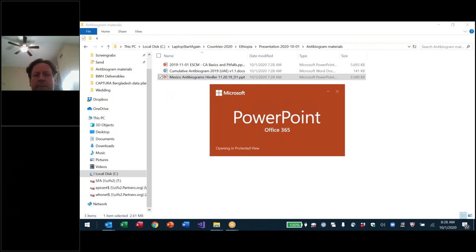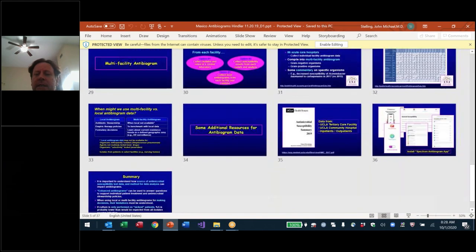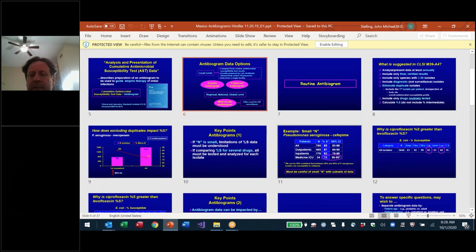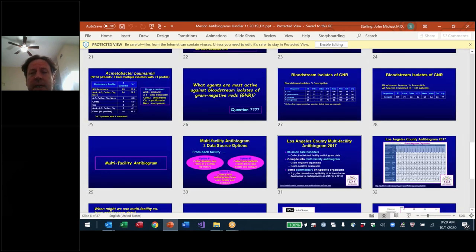Then Janet Hindler gave a presentation in 2019 in Mexico. So again, it's simplifying, giving examples of percent susceptible per patient, separating things by inpatient, outpatient, maybe age, maybe gender. For example, in urine infections, it's very important to separate male and female. Females have a ton of routine, outpatient, normal, uncomplicated urine infections. Women also have complicated catheter and other associated urine infections. The men, it's a much different set. So the men and the women share the same risk factors for catheter infections.